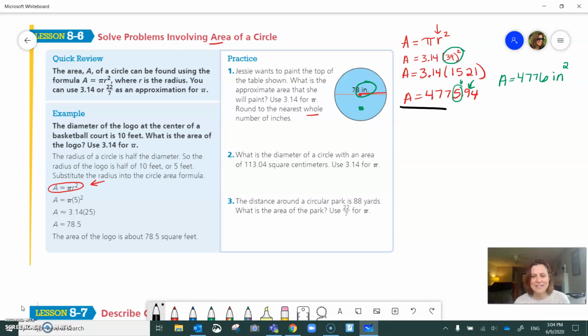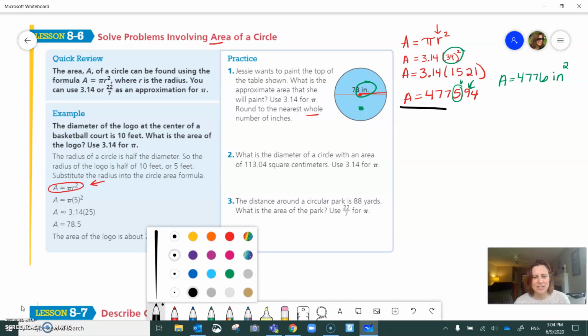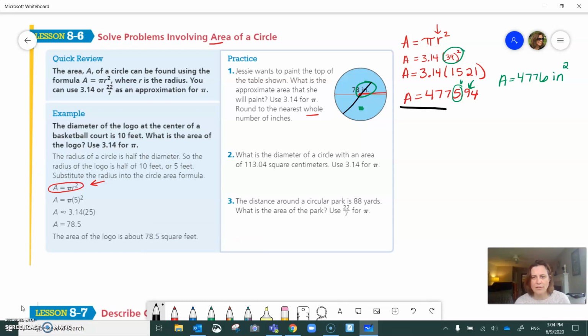What is the diameter of a circle? Let me change the thickness on this. What is the diameter of a circle with an area of 113.04 square centimeters? So we're looking for the diameter. The diameter is all the way across. The formula for area of a circle is pi r squared. The area is 113.04. The value of pi they want us to use is 3.14.